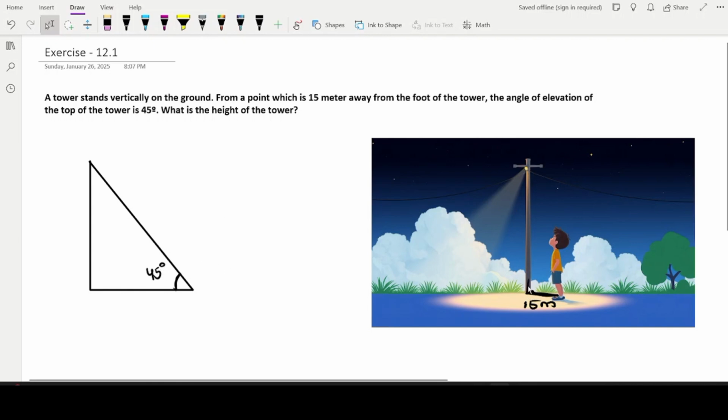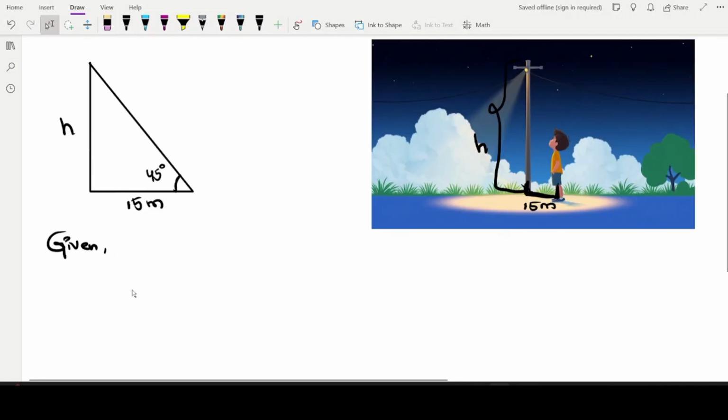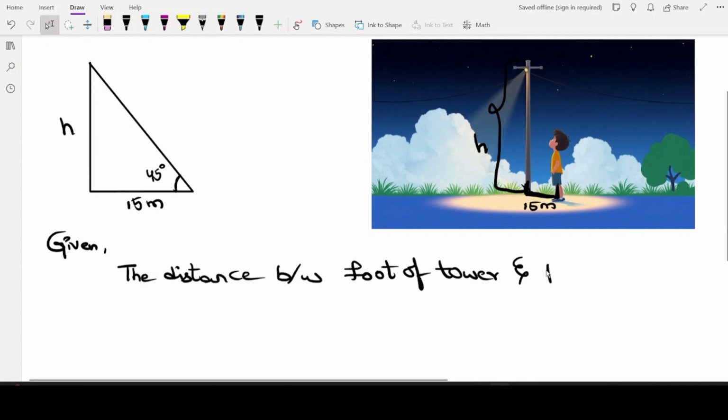So the distance between the foot of the tower and the point from which the person is looking is 15 meters. Now we are asked to find the height of the tower, which we assume as h meters. Here, given data: the distance between the foot of the tower and the point is 15 meters.